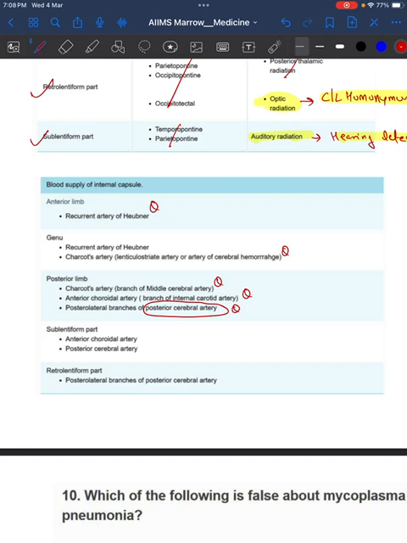Retrolentiform by the posterior cerebral. The only thing you have to remember is that the posterior parts are supplied by the posterior cerebral artery. The sublentiform and retrolentiform are supplied by your posterior cerebral.